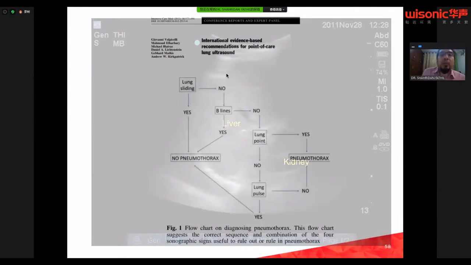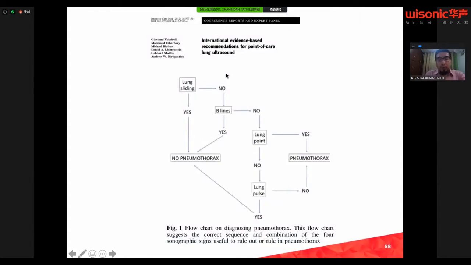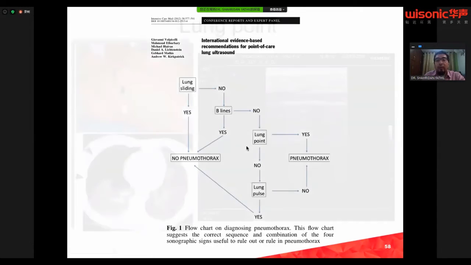There's been a publication, a WINFOCUS publication in 2012 by Volpicelli et al., International Evidence-Based Recommendations for Point-of-Care Lung Ultrasound. I'm just going to show you a flow of how we confirm, we rule in or rule out a pneumothorax. So we look for B lines, lung point, as well as lung pulse. I'm just going to show you a video of lung point.